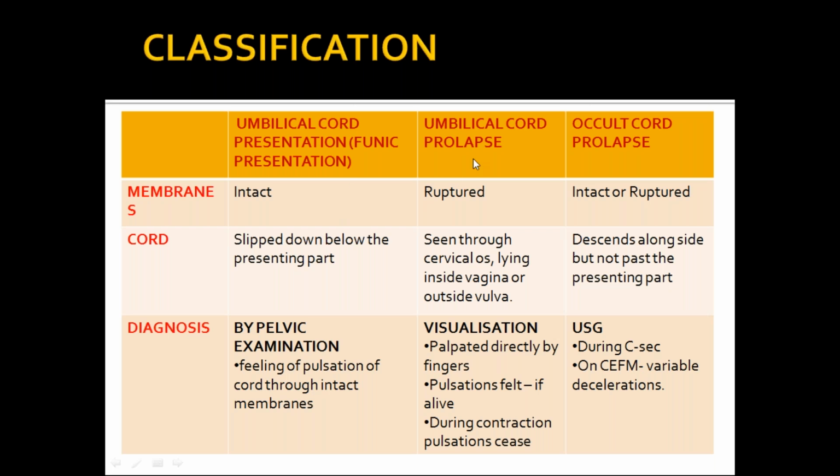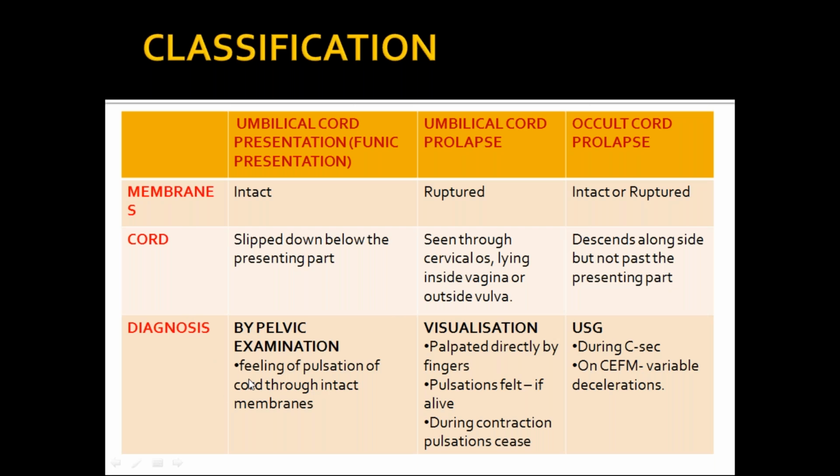Umbilical cord prolapse can be seen through the cervical os, lying inside the vagina or outside the vulva, and we can also diagnose cord prolapse that way. It is descended along, but not past, the presenting part. So I already told you, the umbilical cord is present side by side but not beyond the presenting part. Beyond the presenting part is the one unique presentation. Complete down, outside, is complete cord prolapse.